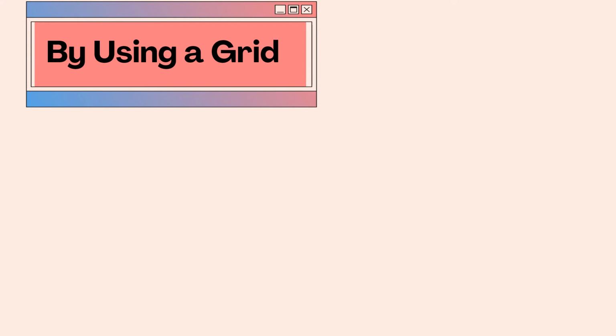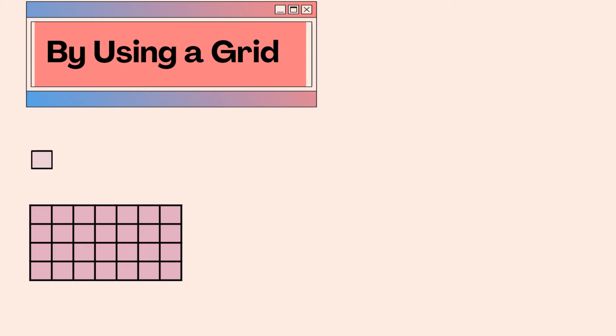How about if we're going to use a grid? Everyone, we have here an example of finding the area using a grid: the area of a rectangle using a grid. One small square is equal to one square unit. Let's count the number of square units for the length. We have 1, 2, 3, 4, 5, 6, 7. So the length is equal to 7 square units. Let's count again for the width. We have 1, 2, 3, 4. So that is 4 square units.